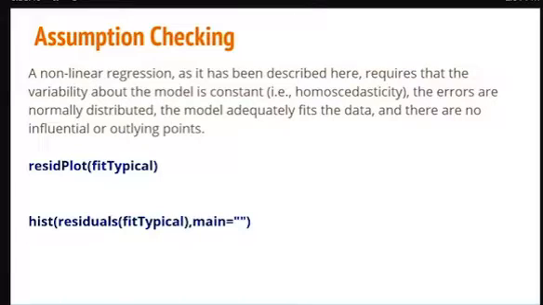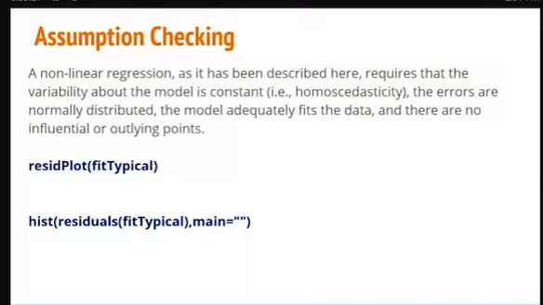As it has been described here, non-linear regression requires that variability about the model is constant. We require the assumption of homoscedasticity, which we call constant variance. Not only that, we also expect the error to be normally distributed. And there shouldn't be any inflection point or outlier. If these assumptions hold, then we can trust our model.